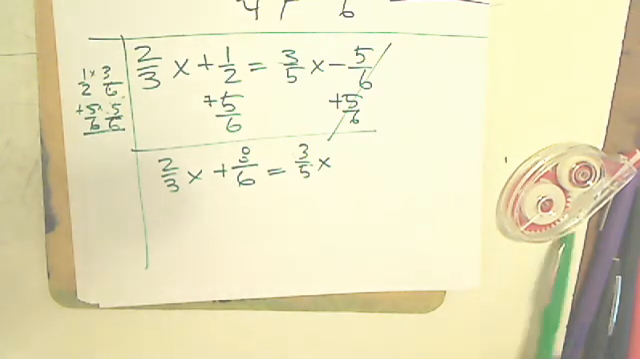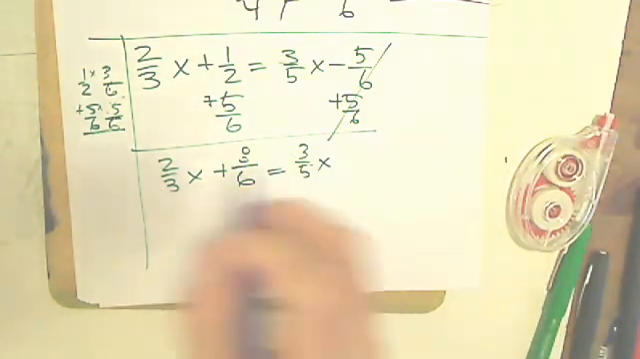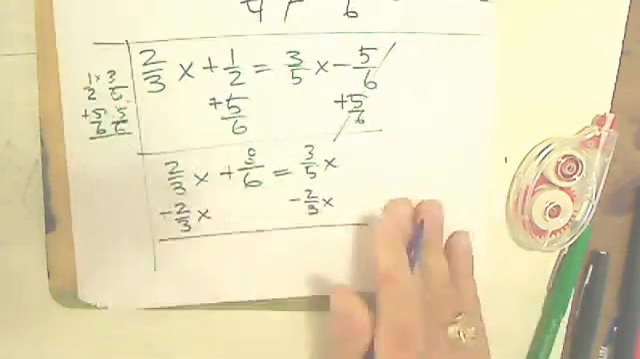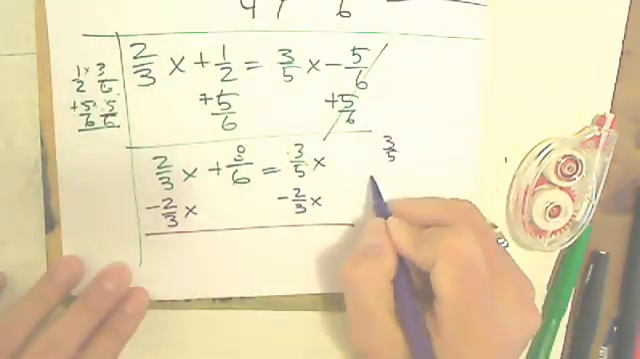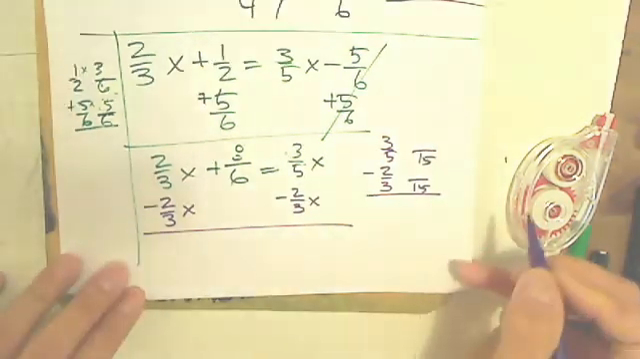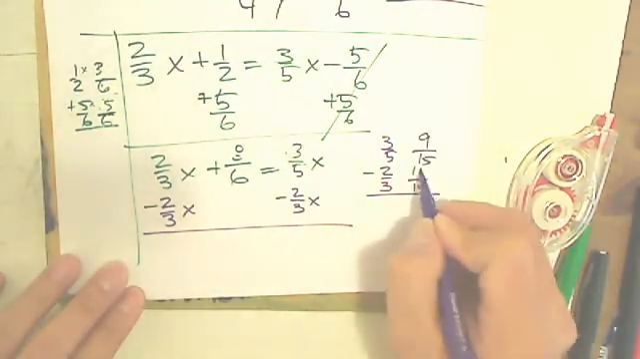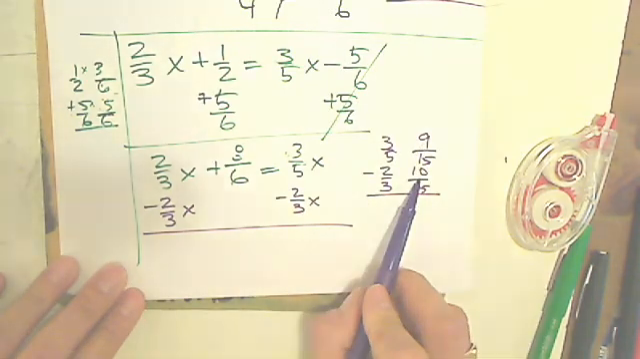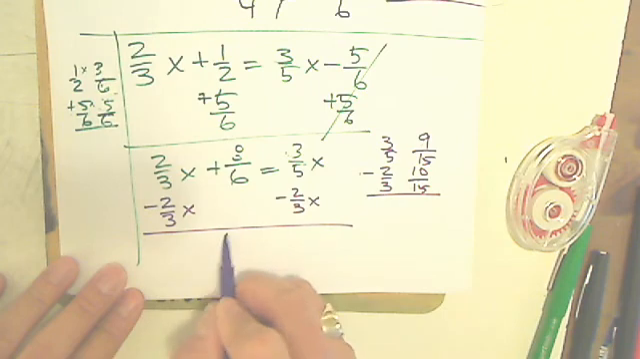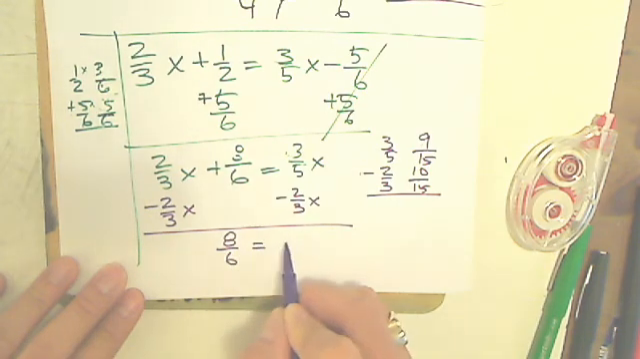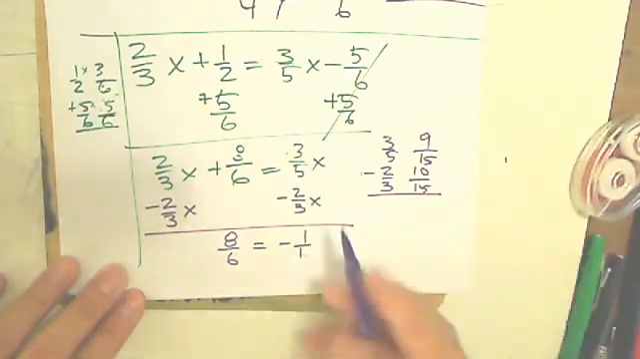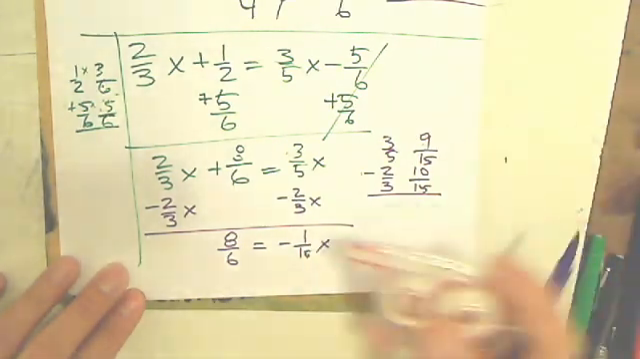Then you would have to take away 2/3 x on both sides. Then you have 3/5 minus 2/3. Denominator is 15. There'll be 9, and this will be 10. 9 minus 10 is -1. So they have 8/6 equals -1/15 x.